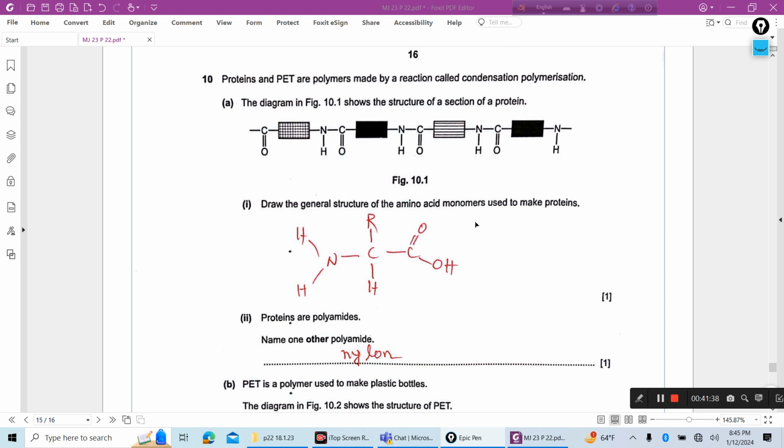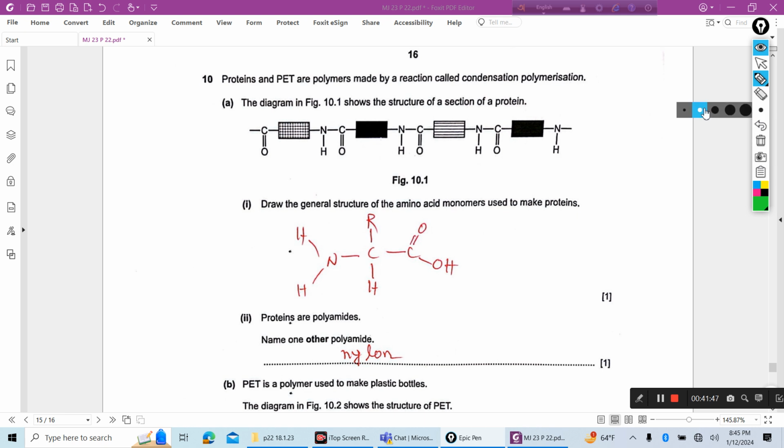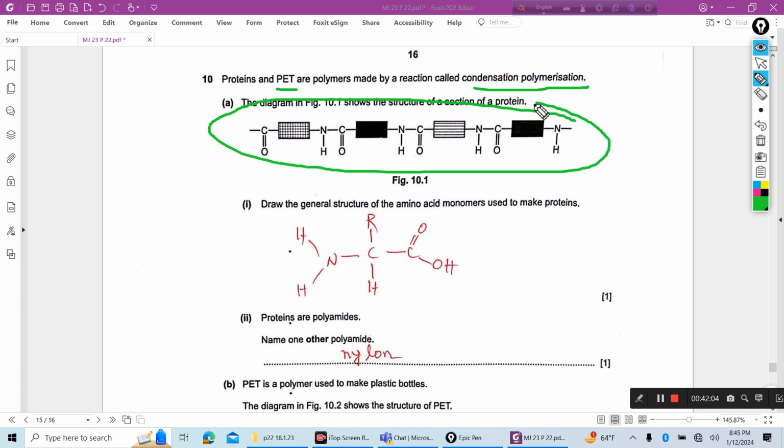Next, proteins and PET are polymers made by a reaction called condensation polymerization. This is a condensation polymer. So the question is asking, draw the general structure of amino acid monomers used to make proteins.